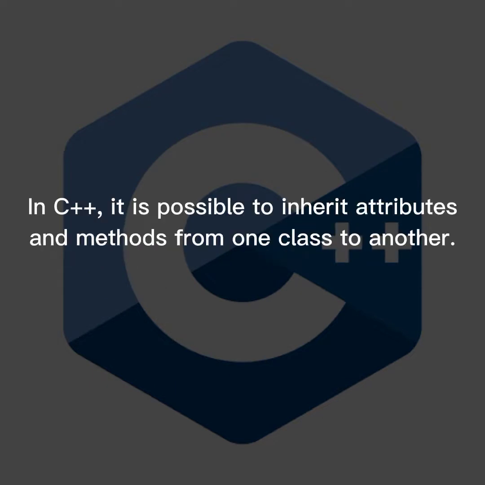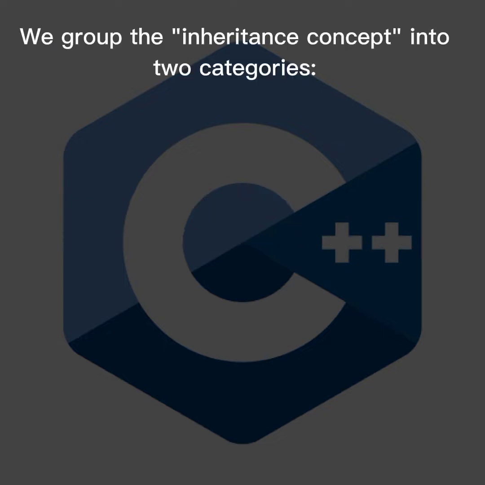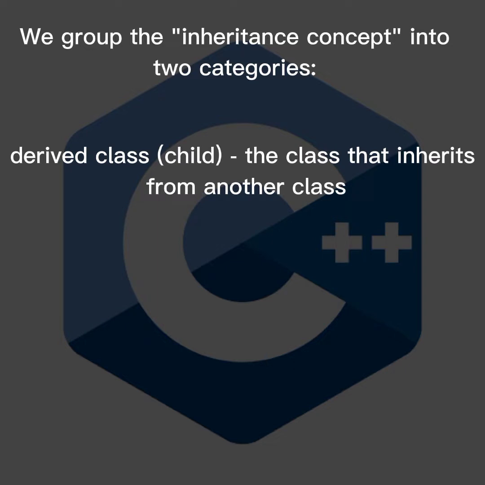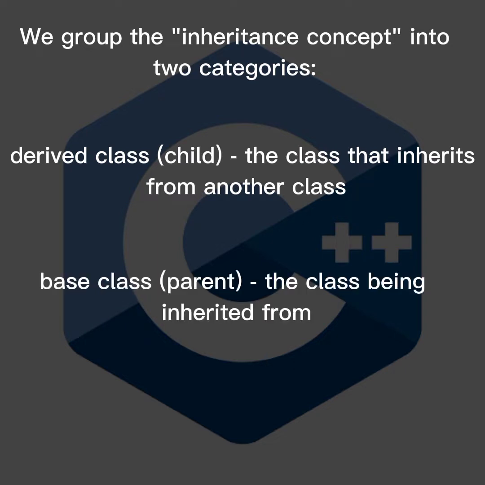Inheritance. In C++, it is possible to inherit attributes and methods from one class to another. We group the inheritance concept into two categories. Derived class (child): the class that inherits from another class. Base class (parent): the class being inherited from. To inherit from a class, use the colon symbol. In the example below, the Car class (child) inherits the attributes and methods from the Vehicle class (parent).